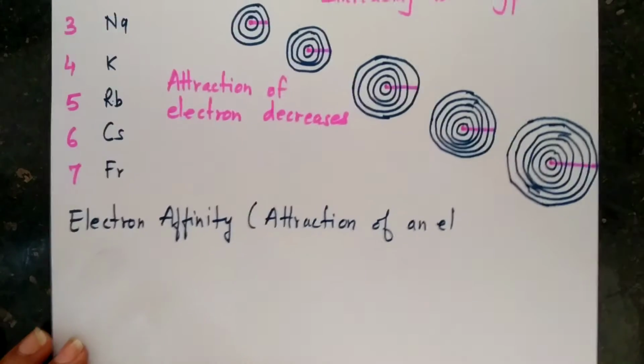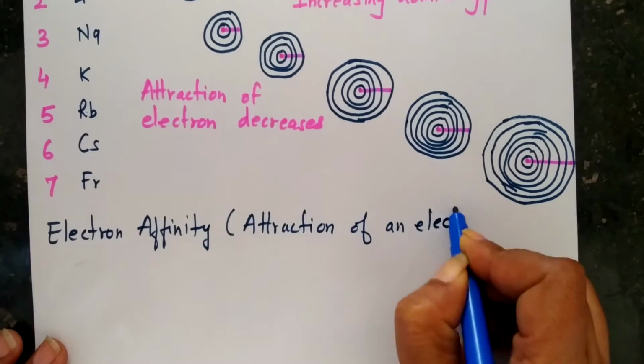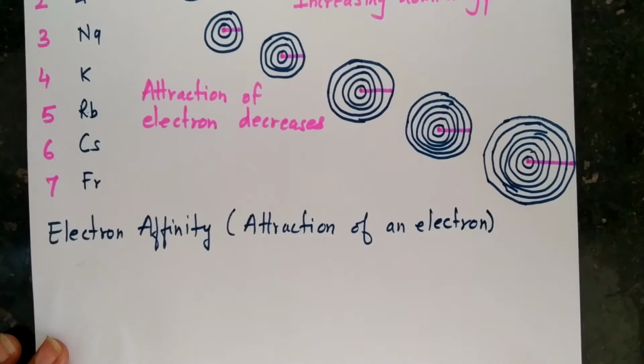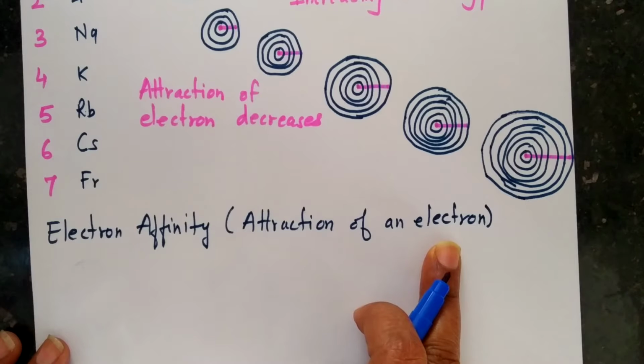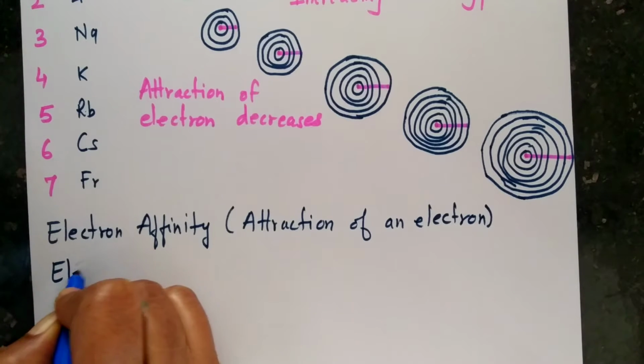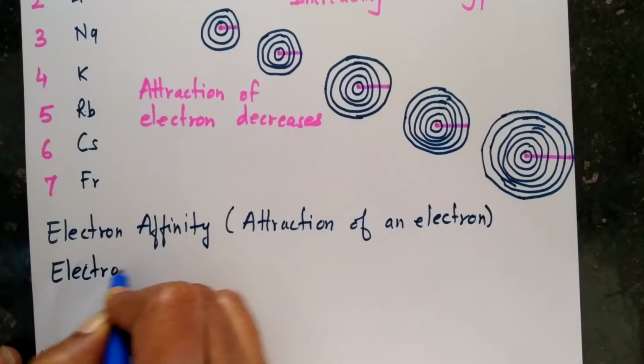Electron affinity is the attraction of an electron. When one electron is attracted, it is called electron affinity. Now next is electronegativity.